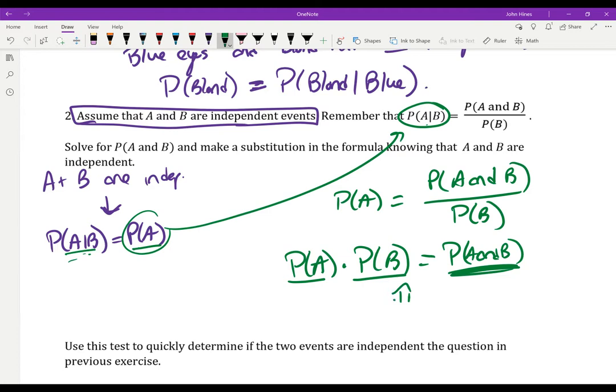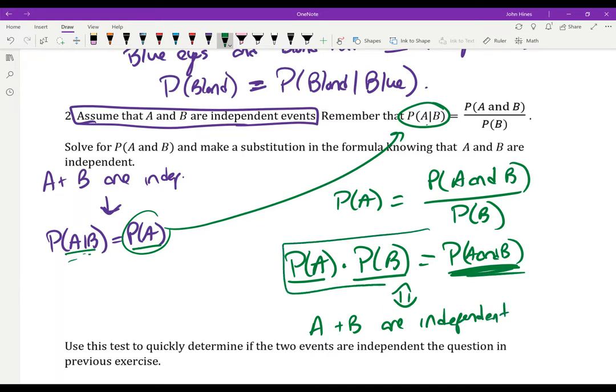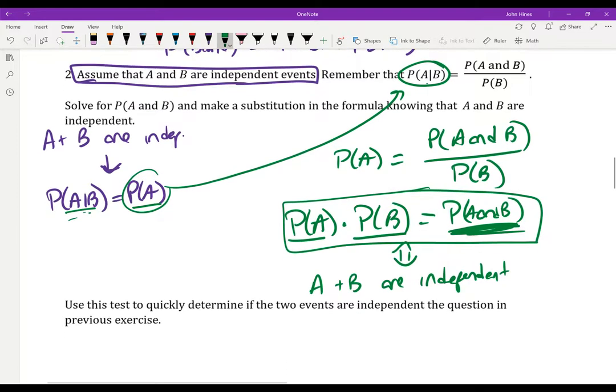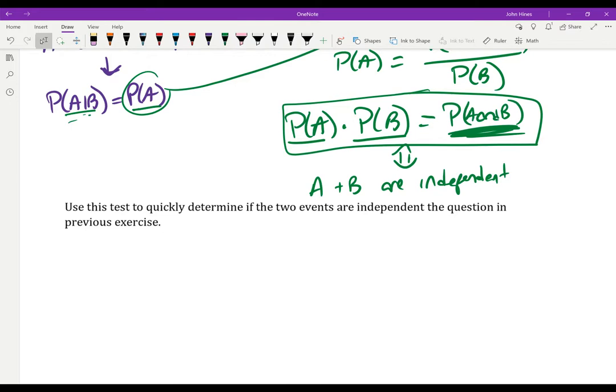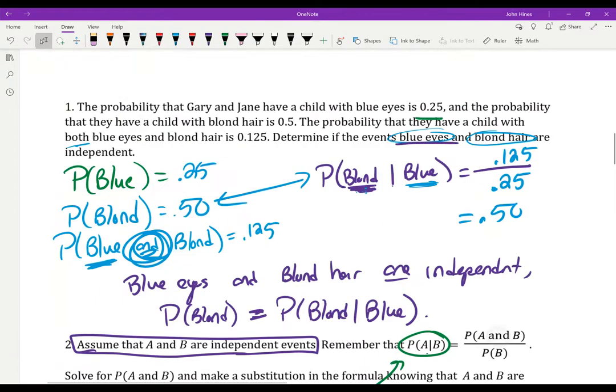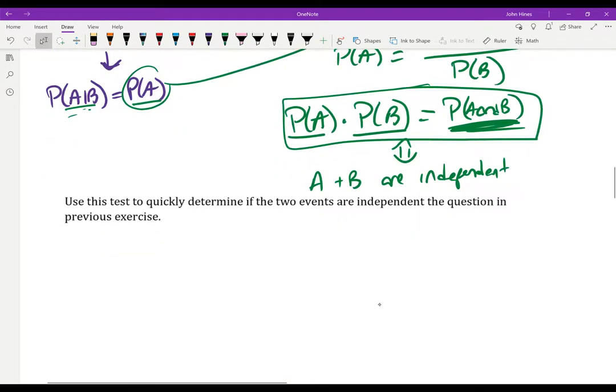And this goes both ways. If they're independent, you can multiply them, and that gives you the probability of both occurring. This is another way to test for independence, and it's a lot faster. So use this test to quickly determine if the two events are independent in the previous problem. So watch what I'm going to do.